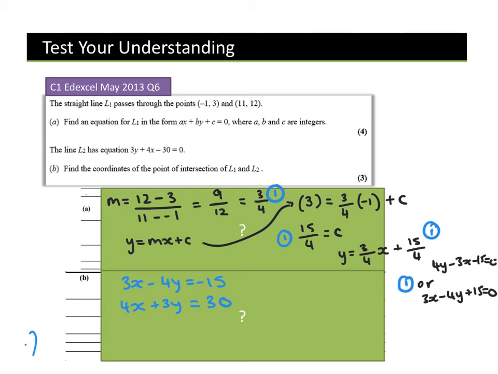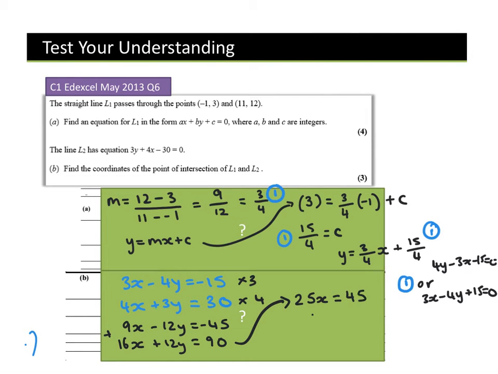Doesn't matter. I'm going to multiply this equation by 3. I'm going to multiply this equation by 4. So I'm going to get 9x minus 12y equals negative 45. And I'm going to get 16x plus 12y equals 90. Okay? I'm going to add them together. So I'm going to get 25x equals 45. What does x equal?